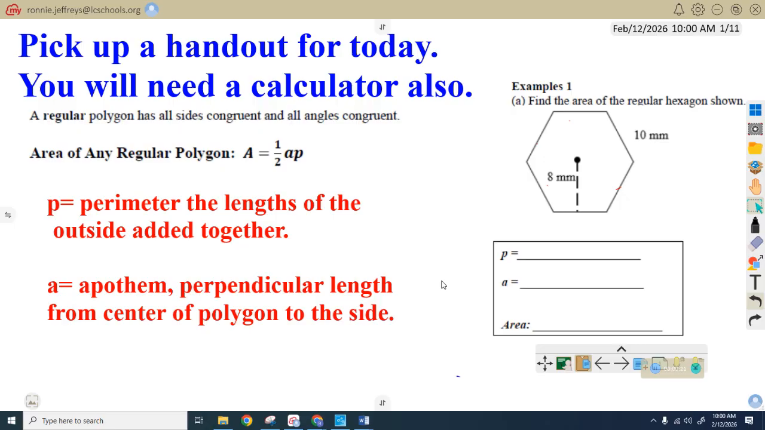So, the formula is the big A, meaning area, is 1/2 little a times P. Okay, so now the P is the perimeter. That's the lengths of all the outsides added together. Okay, and little a is an apothem. Apothem is a perpendicular length from the center of the polygon to the side.